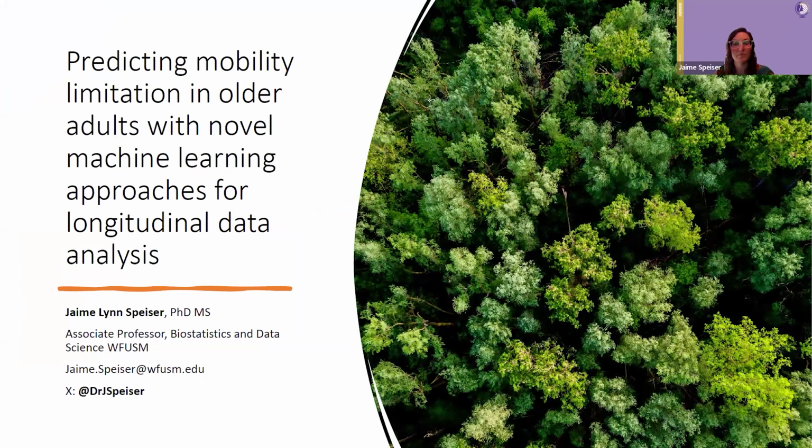I probably should have also mentioned I'm the program chair right now for our group, but I'm also giving the first talk in this session. To briefly introduce myself, I'm an associate professor of biostatistics and data science at Wake Forest in the School of Medicine. And today I'm going to briefly be talking about some of the methods that I've worked on with machine learning approaches for longitudinal data analysis focused on predicting mobility limitation in older adults.